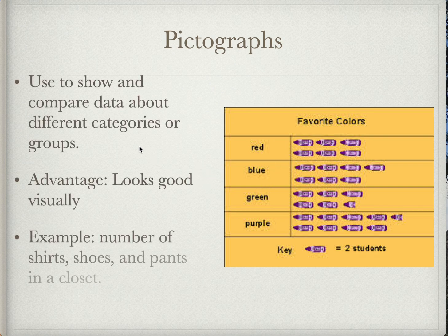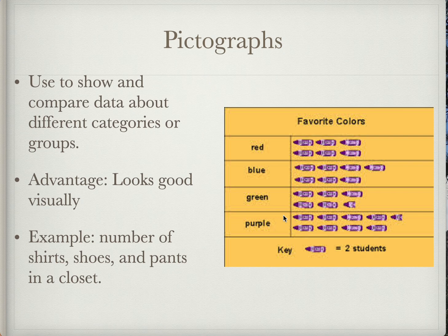Of course we could. We use this to show and compare data about different categories or groups, just like a bar graph. But why this? Because it looks good. So if you look in a newspaper or magazine, a lot of times they'll have pictographs. USA Today always has these. Just looks better visually.